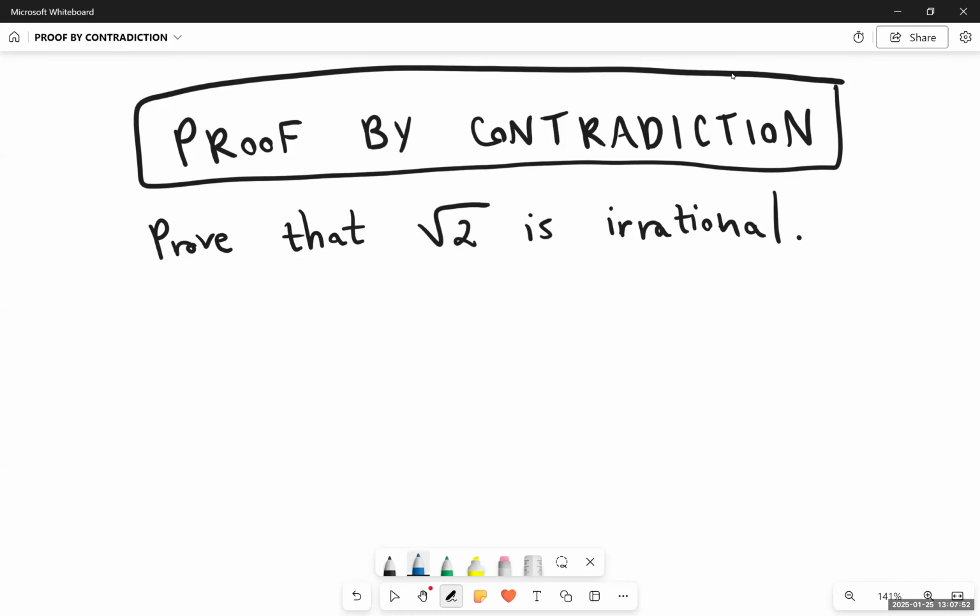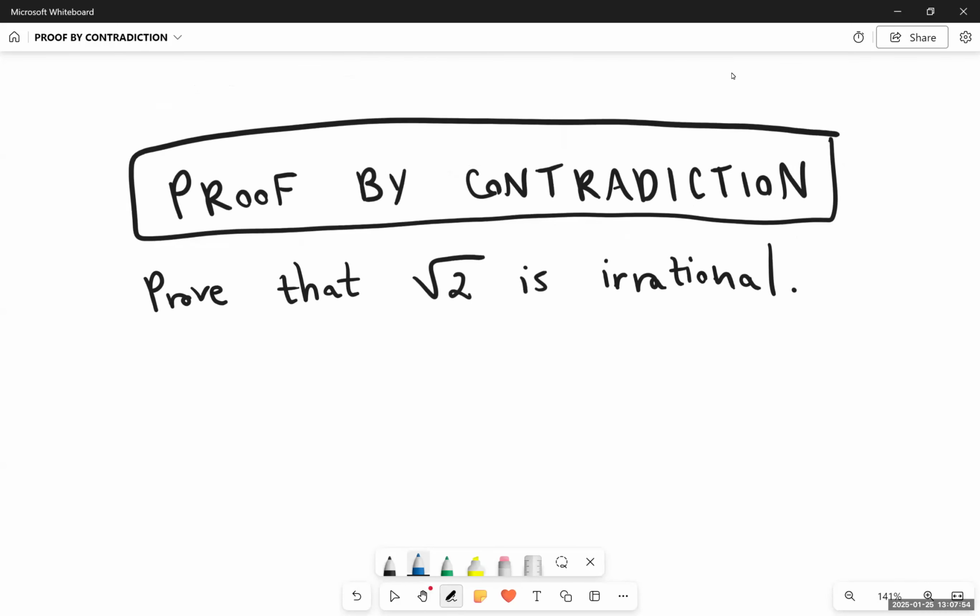So for today, we're going to go over a very popular proof style called proof by contradiction, with a similarly very popular problem that we prove by contradiction, which is to prove that the square root of 2 is irrational. So what is the very first step for proof by contradiction? I call it PBC, proof by contradiction.